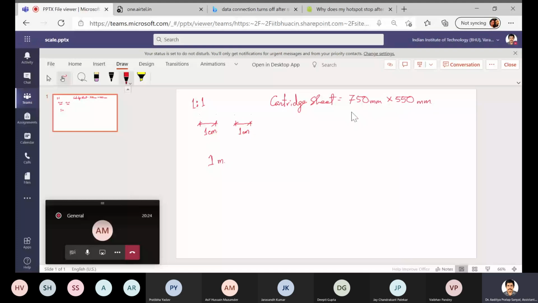I wish to represent 1 meter or 1000 mm on this sheet. Doing it at a scale of 1:1 is going to be difficult, right? I cannot represent 1 meter when my sheet itself is 750 mm. 1000 mm, how do I place it? So I will need to reduce the scale. How do I do that? For example, I wish to represent this at a scale of 1:10.